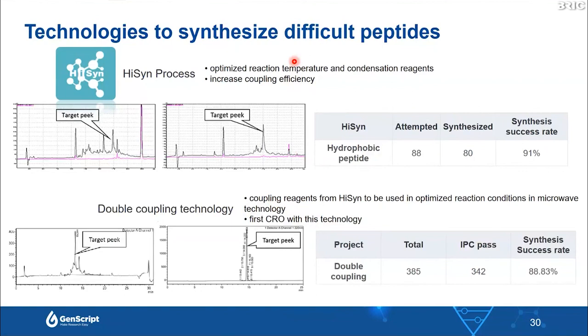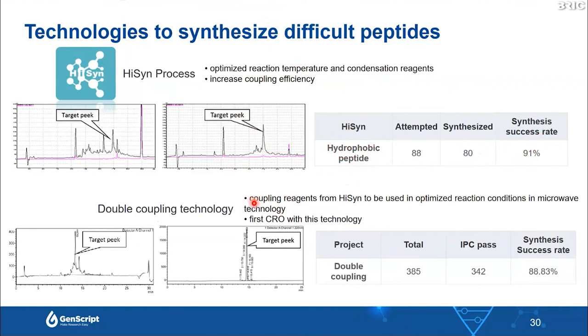We also have the Hysing process, which is an optimized reaction in which we have optimized the reaction temperature and the condensation reagents, and also increased the coupling efficiency. Using this Hysing technology, we are able to increase our success rate to 91% to synthesize difficult peptides, such as hydrophobic peptides, with very good purity.